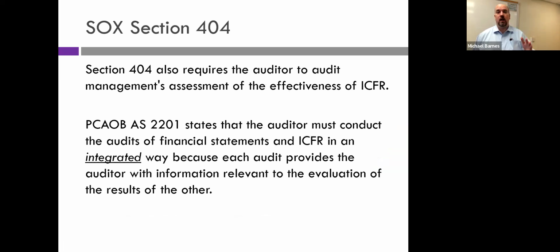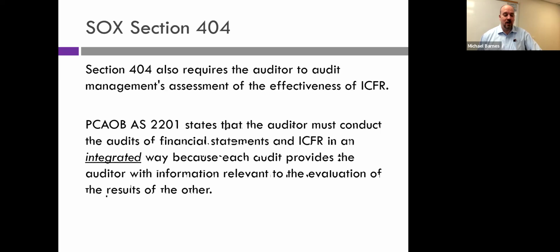So we have to not only audit the internal controls, but we have to assess or evaluate management's assessment saying that internal controls are operating effectively. And PCAOB Auditing Standard 2201 states the auditor must conduct the audits of the financial statements and ICFR in an integrated way, because each audit provides the auditor information relevant to the evaluation of the results of the other.